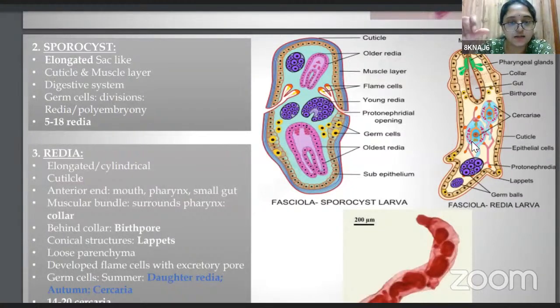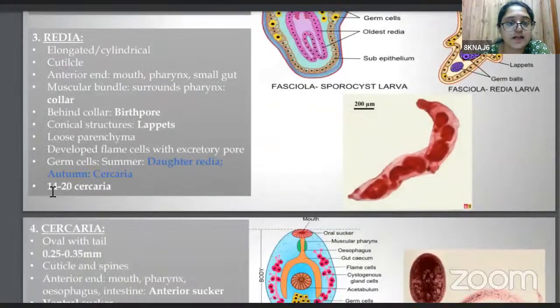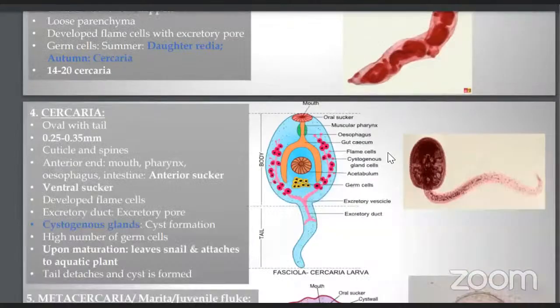And then during the summertime, the daughter radiae come out, and they give rise to a morphologically identical generation of larvae, radiae. But in the winter or autumn season, they produce the fourth larval stage, that is the Cercaria larva. This leaves the body of the parent through the birth pore into the digestive gland of the host. This host that we are talking about is the host snail, Limnaea.